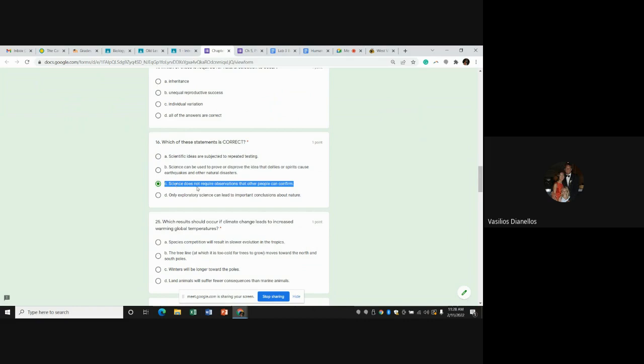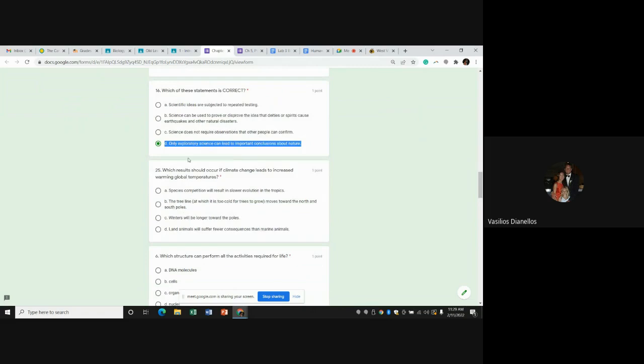Science does not require observations that other people can confirm. Nope, that's the opposite of true. Any observations used in science, any data collected has to be confirmed. Other people have to be able to confirm it, right? So I cannot perform a study where I say, all right, here's my data, but there's no way you guys can see it. You just have to take my word for it. Right? That's not science. Only exploratory science can lead to important conclusions about nature. That's just not a true statement. There are other types of science.